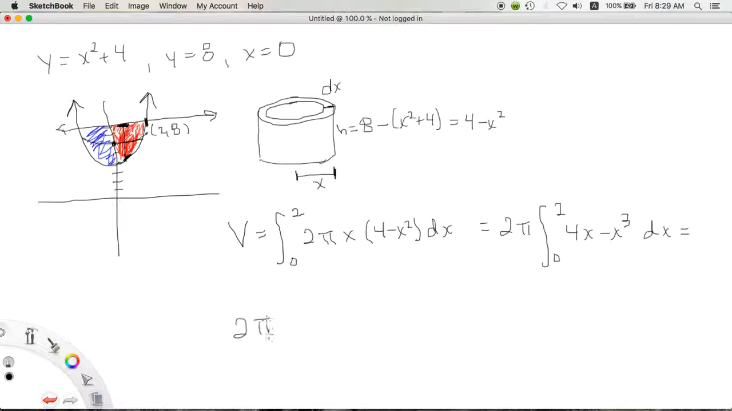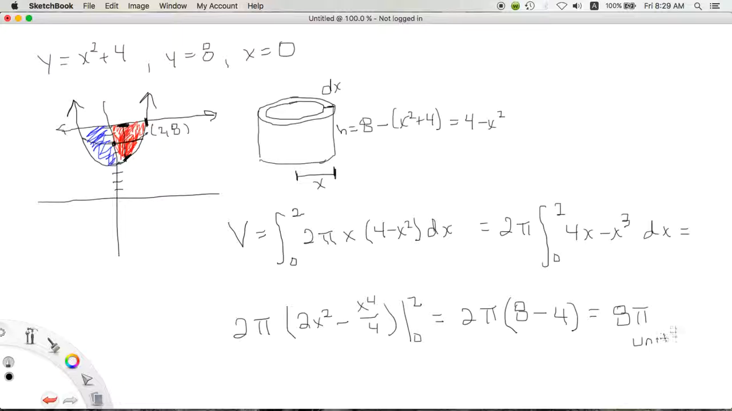And we get 2 pi times 2x squared over 2 minus x to the 4th over 4, evaluated from 0 to 2, which gives you 2 pi times 2 squared is 4 times 2 is 8, minus 2 to the 4th is 16 divided by 4 is 4. And then plug the zeros in, you'll just get 0, so that doesn't help us, and we get 8 pi cubic units. And that's what you should have gotten when you used the disk method.